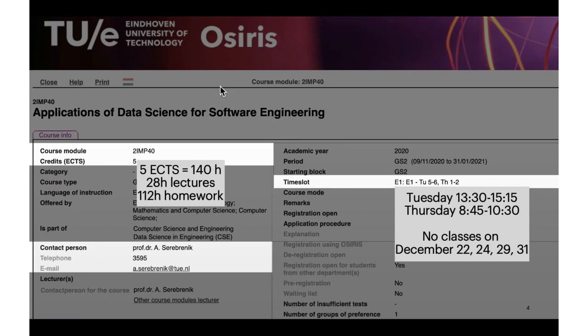You can always contact me by email or by phone, and we are going to meet on the so-called E1 slot, which for a normal human being means Tuesday afternoon, like today, from 1:30 till 3:15, and Thursday morning from 8:45 till 10:30. And we are not going to have classes during the Christmas break, meaning the last 2 weeks of December. There will be no classes.